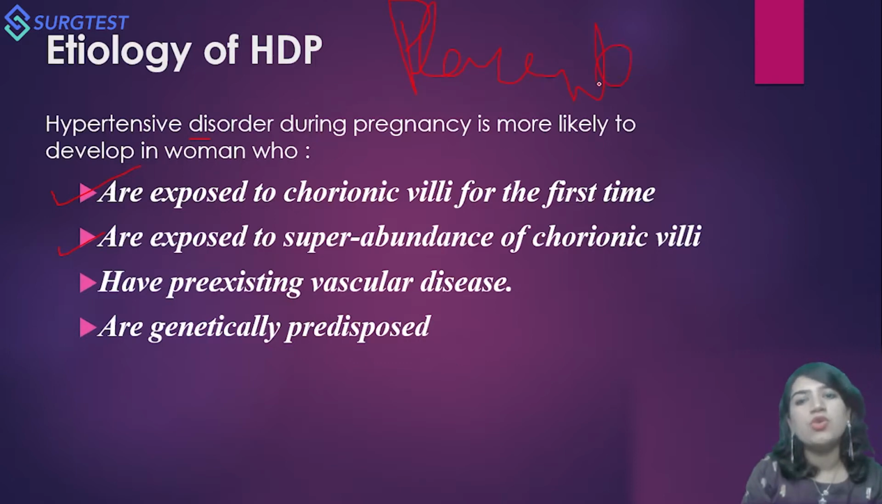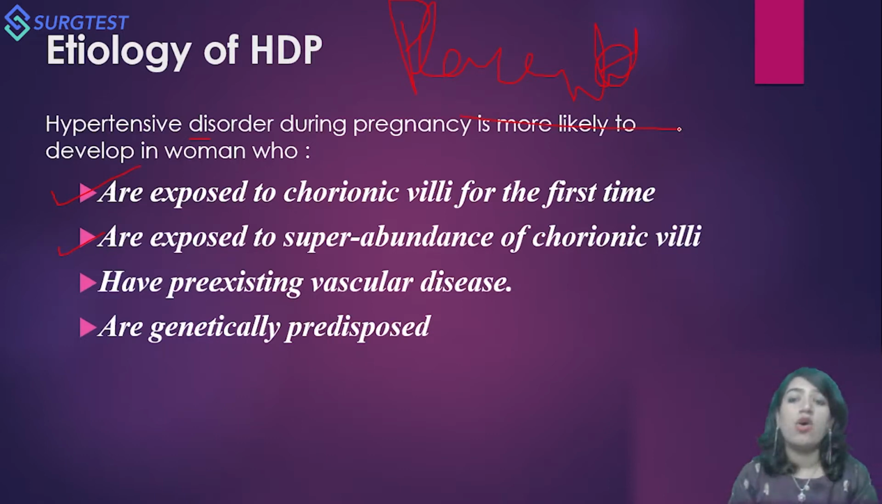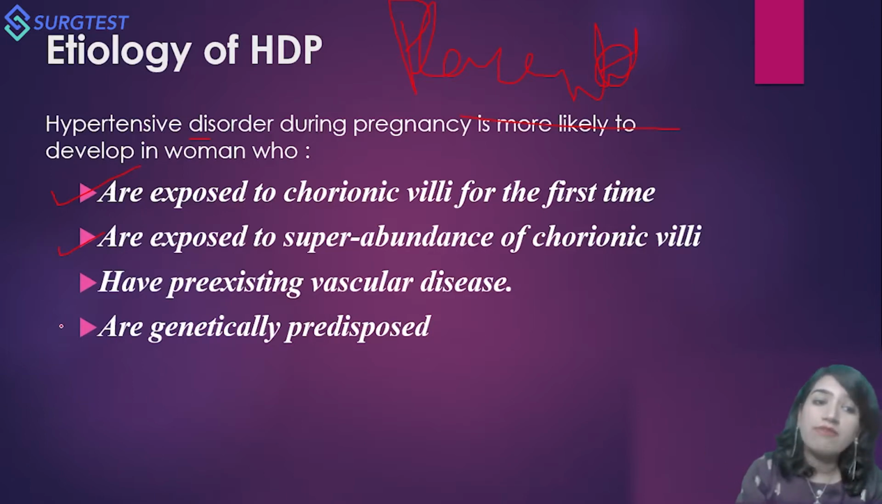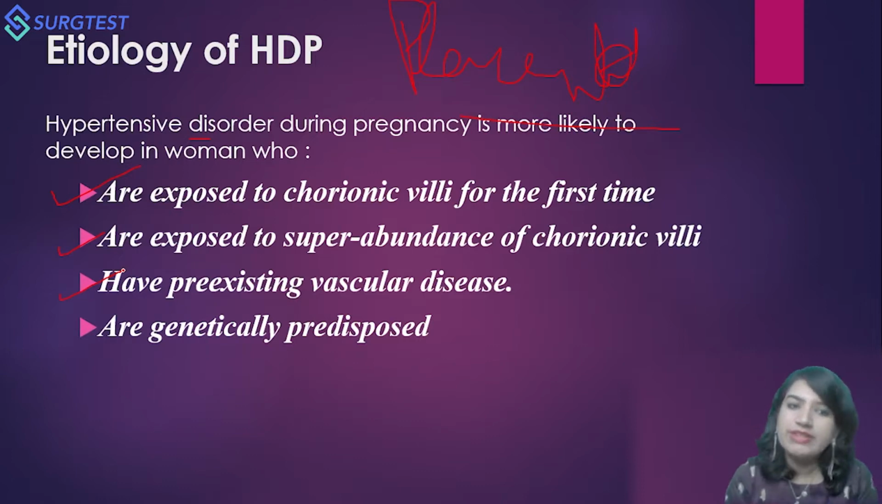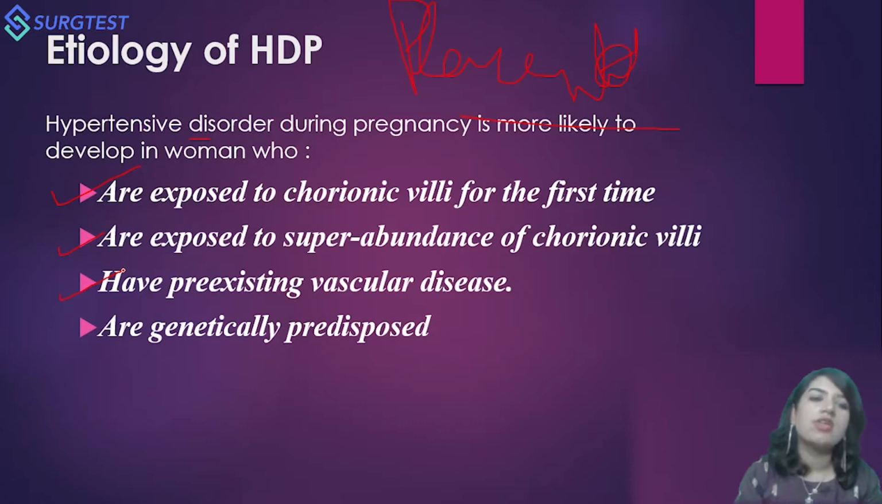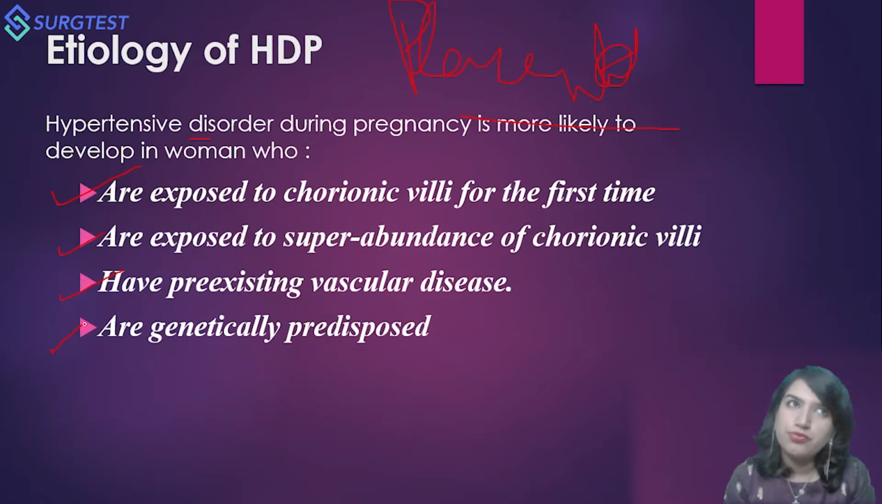Okay, so those with a high abundance of chorionic villi, like a multiple pregnancy or an Rh negative pregnancy for that matter, anemic pregnancies in which the placentas tend to be larger, or have pre-existing vascular disease, again a diabetes mellitus with vasculopathy or hereditary thrombophilias, they have a higher risk of preeclampsia and attendant complications. And lastly, who are genetically predisposed. So, you know, first degree concordance and sibling concordance, these are higher in cases with preeclampsia.